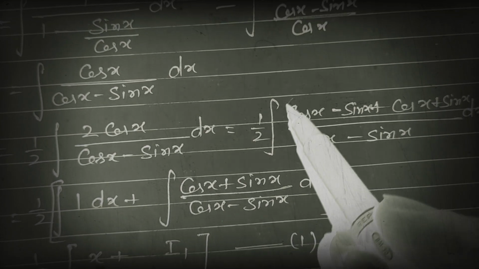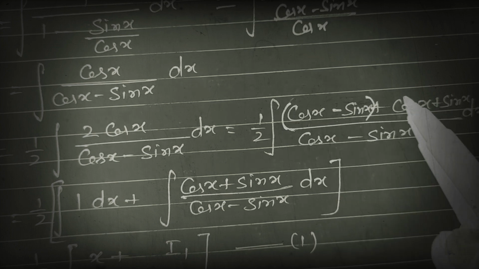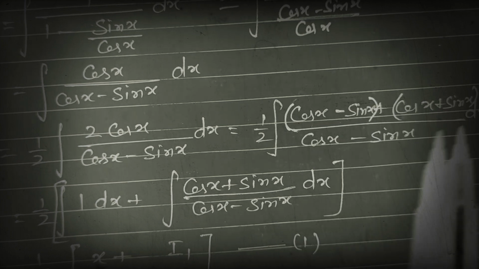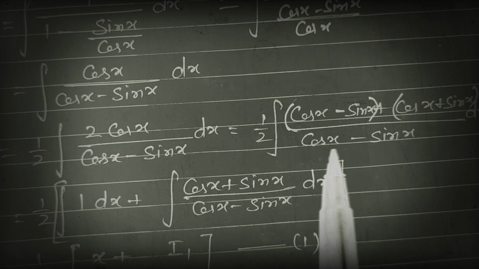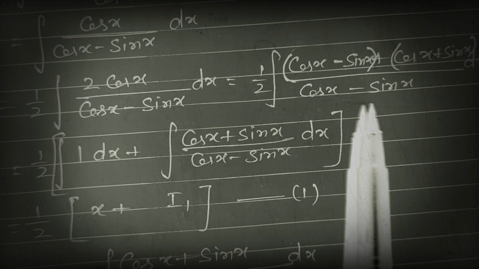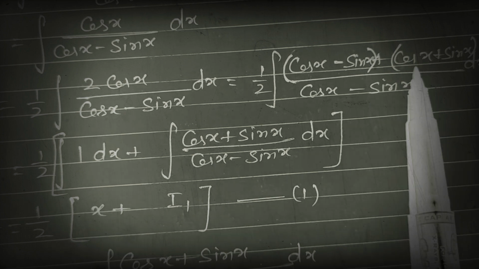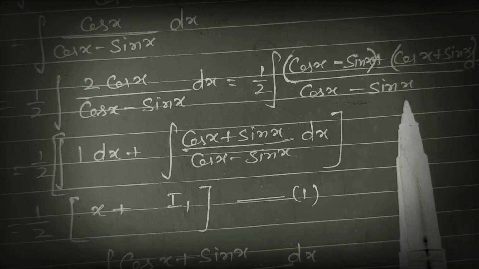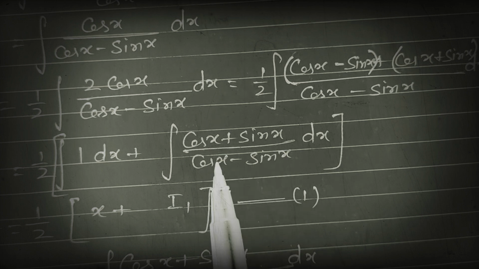Now if you take this as the first part and this as the second part, divide separately. Cos x minus sin x upon cos x minus sin x is 1. And the other is cos x plus sin x upon cos x minus sin x. Take this as the second part.